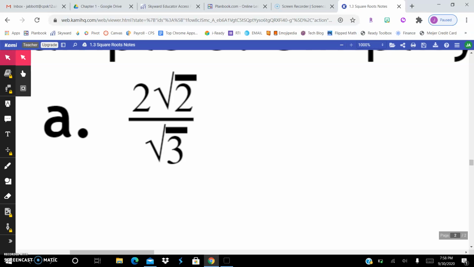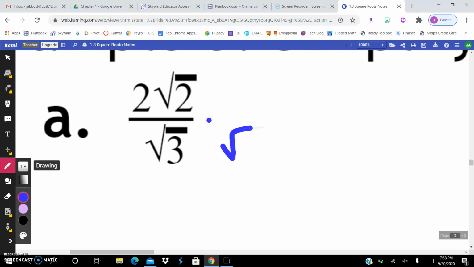So 3 times 1 is 3, that's not a perfect square. 3 times 2 is 6, that's not a perfect square. 3 times 3 is 9, 9 is a perfect square. So that tells me I want to multiply by the square root of 3. And if I multiply the bottom by the square root of 3, I'm going to do the same thing at the top. Because the square root of 3 over the square root of 3 is actually 1, and timesing by 1 doesn't change our value any.